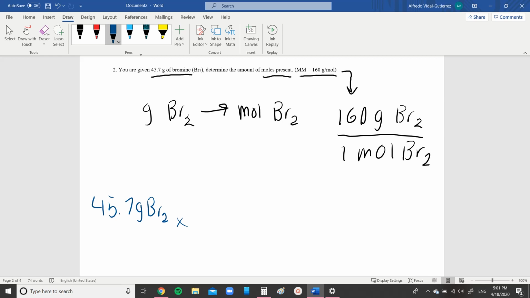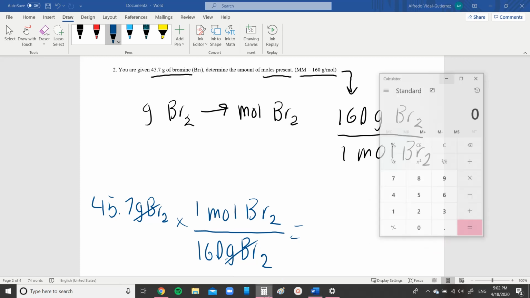So moles of Br2 is going to be up top, 1 mole of Br2. And you're dividing by the molar mass now. So you'll have 160 grams of Br2 at the bottom. And so now you're multiplying by moles of Br2 and dividing by grams of Br2, or simply just dividing by the molar mass. So when grams of Br2 is divided by grams of Br2, the units cancel out. And what you're left with in terms of numbers is 45.7 times 1 divided by 160, with your units left behind being moles of Br2.